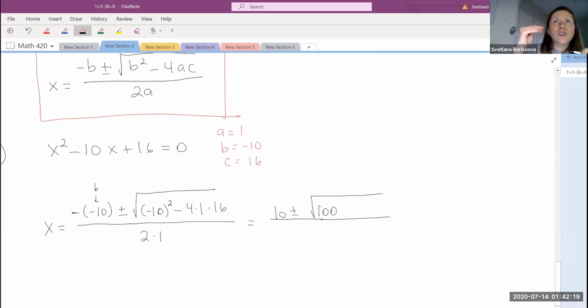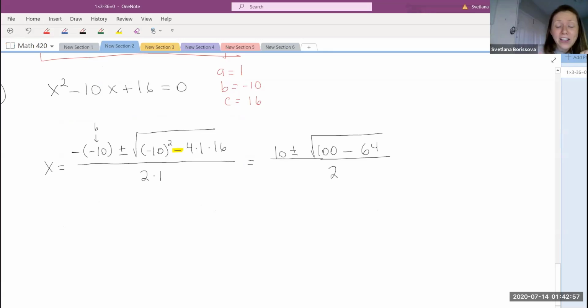And then according to the order of operations, we do power, and then we do multiplication before we do subtraction. So this sign in the middle will always be the very last step. So 4 times 1 gives me 4, and then 4 times 16 is 64. Minus 64. That's all those three together. And then the denominator is just 2 times 1, which is 2.